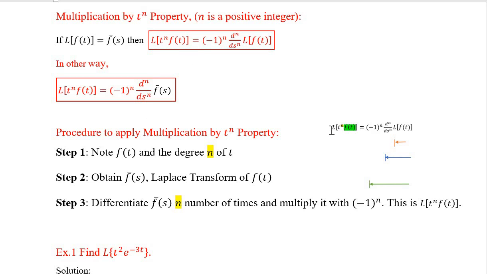Simply speaking, when we write the formula, the step is very clear. It is a right to left approach. Identify f of t, obtain Laplace of f of t, perform n time differentiation of it, and multiply by minus 1 raised to n. So this is achieved step by step. Looking at the formula and going from right to left will give you the Laplace transform of t raised to n into f of t.